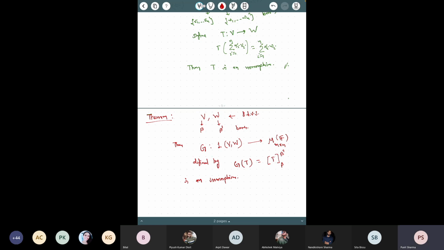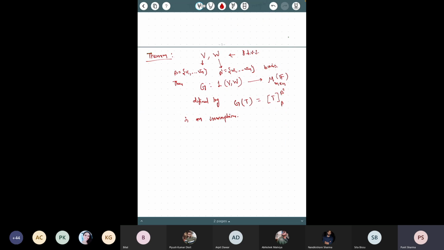All right. So instead of writing B dash, to make it more precise, let me write that V1 to Vn is B, a basis for V, and B dash, let's say W1 to Wm, is a basis for W. So from here it is clear that the dimension of V is n and the dimension of W is m. We have defined a rule that assigns to each element of the set of linear transformations a matrix, so we have to show that it is an isomorphism.